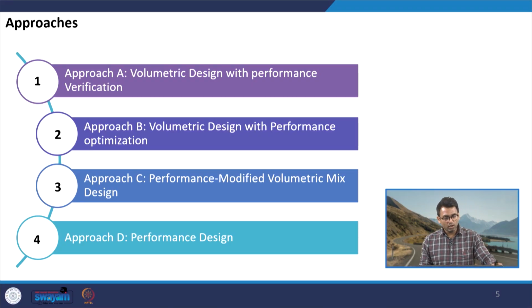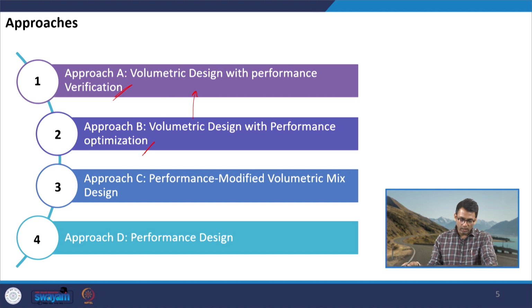These include volumetric design with performance verification. So, this is approach A, one of the very conventional or conservative approaches. Approach B is volumetric design with performance optimization. We will be discussing these steps, but just to add a few comments here, approach B is almost similar to approach A with some minor change. So, both are conservative designs.